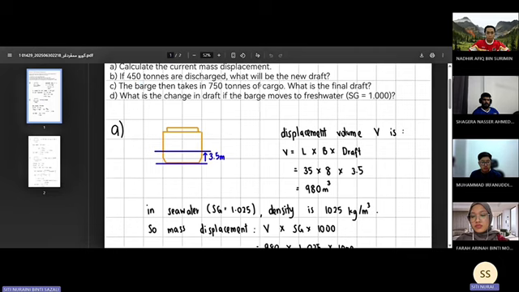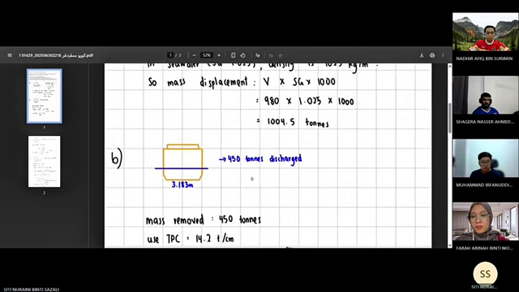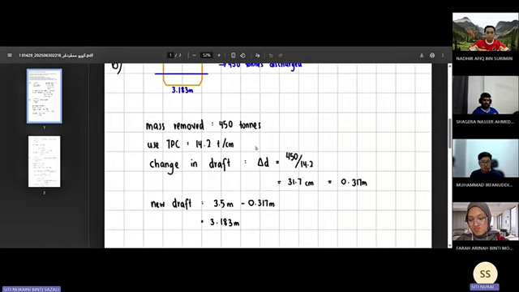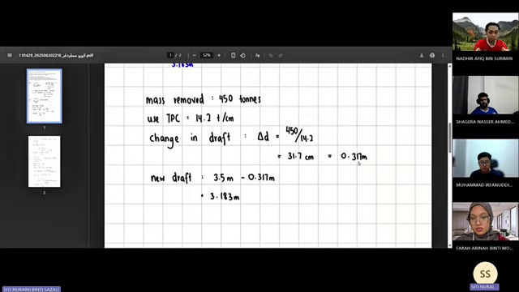For question B, if 450 tons are discharged, what will be the new draft? So let's consider what happens if 450 tons are discharged from the barge. The mass removed will be 450 tons. We will need to use TPC 14.2 T/cm, and the change in draft formula is mass removed divided by TPC. So 450 divided by 14.2, we will get 31.7 centimeter. We will need to change it to meter, so we will get 0.317 meter.